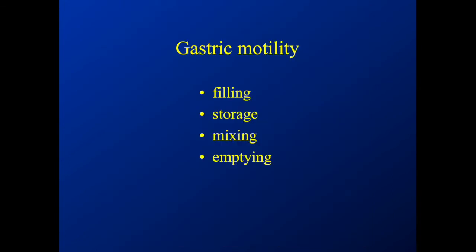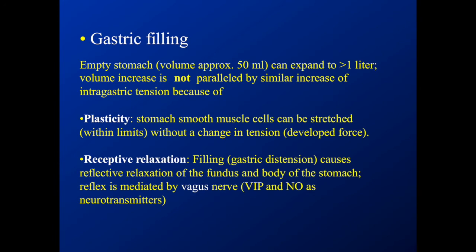So gastric motility has 4 functions: filling, storage, mixing, and emptying. So the stomach is a big bag, and the empty stomach has a volume of about 50 mils, but this can expand to greater than 1 liter. And this volume increase is not paralleled by a similar increase in intragastric tension, because the stomach has plasticity, whereas the stomach's smooth muscle cells can be stretched within limits without a change in tension. This is different again from cardiac tissue. As you increase the stretch, you increase the tension. Here, this is the same. They have a certain amount of plasticity to the smooth muscle cells.